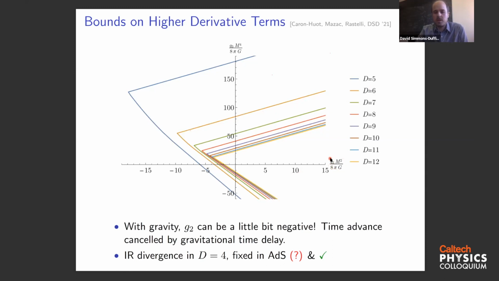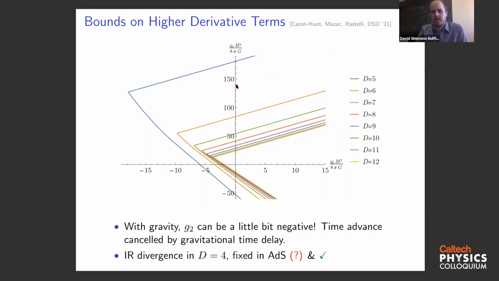These are bounds on the coefficient G2. So maybe this is a little small to read, but this is G2 times m squared, where m squared is the mass of the lightest massive particle that's not included in the gravitational EFT. So G2 m squared over 8 pi g, and this is G3 up here. And the claim is that these coupling constants are constrained to lie to the right of each of these curves. So here's the curve for d equals 5 dimensions. So the coupling constants have to live out here to the right of that curve. So this region is allowed, and this region out here is disallowed.